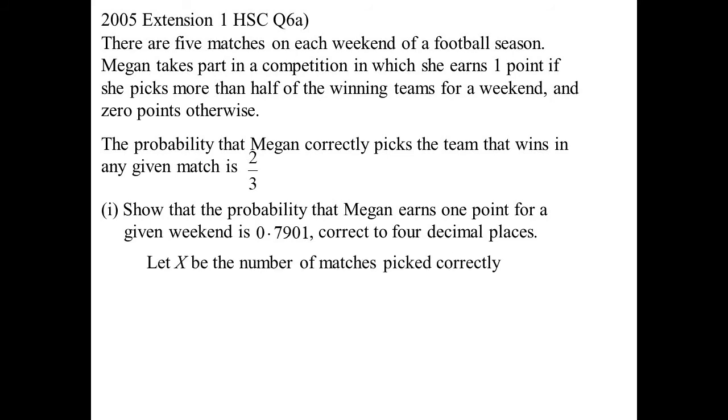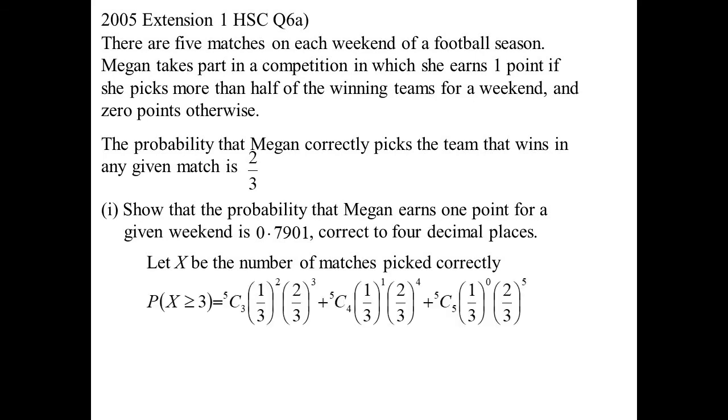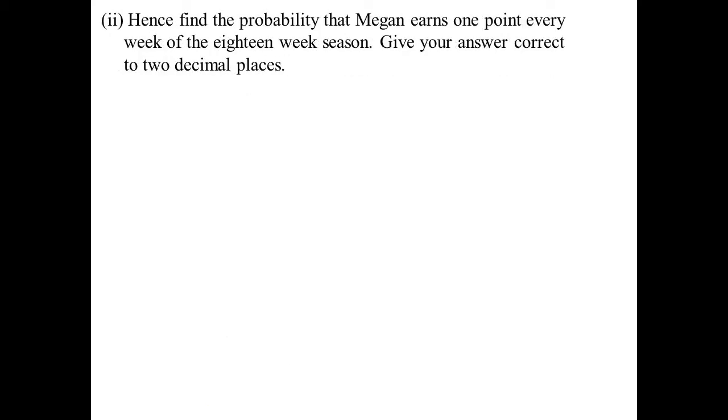X is going to represent the number of matches picked correctly. And in order for Megan to earn a point, she has to pick more than half of the winning teams. So that would be 3, 4 or 5 winning teams. We need to add up each of those probabilities. Now, there's an exact value, but they've asked us to round it off, and we get 0.7901.